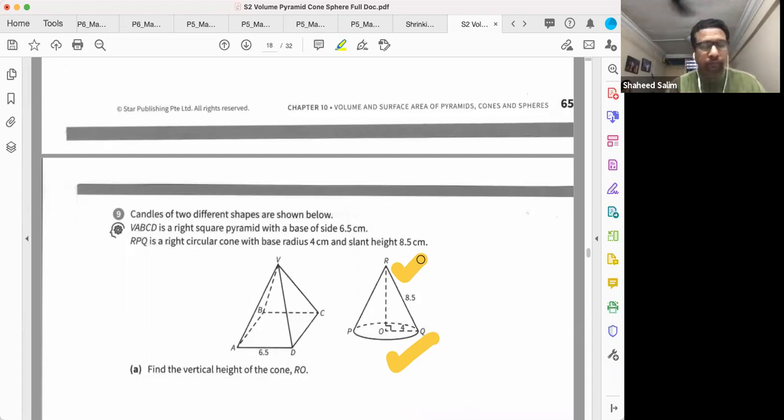Well done, Shafi. You have finished Pythagoras in school? Shafi, Pythagoras finish in school. Yeah. So your Pythagoras is all right.